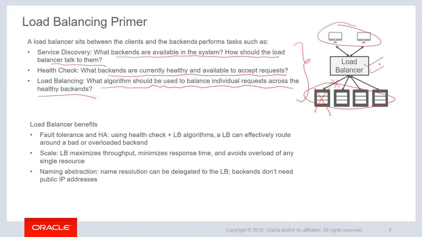We have discussed this in our earlier course on compute service and virtual cloud network service. Your compute instances typically shouldn't have public IP addresses because these are precious resources, right? You know there's a limited number of public IP addresses available in the world. So instead of assigning public IP addresses to the backend servers, you should have them assigned to the load balancer, and the backends don't need public IP addresses because the load balancer can do naming abstraction.